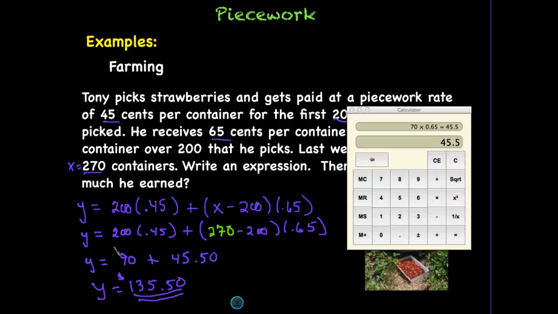So for this week, now you have looked at piecework, you have looked at commissions, and you have looked at royalties, and now you're going to try some practice problems on your own on the next page.